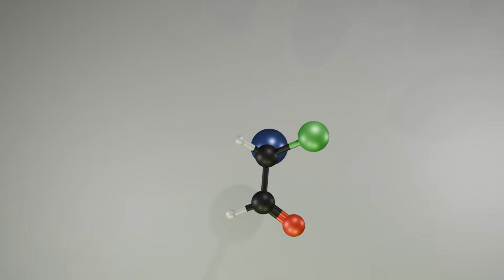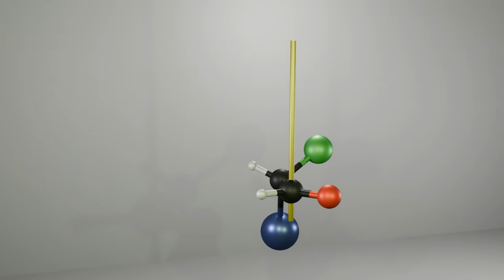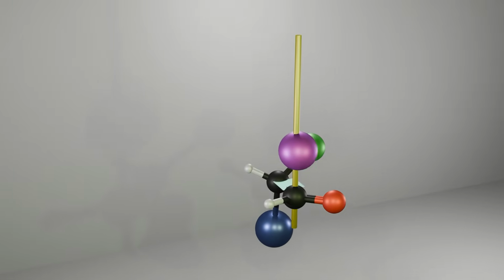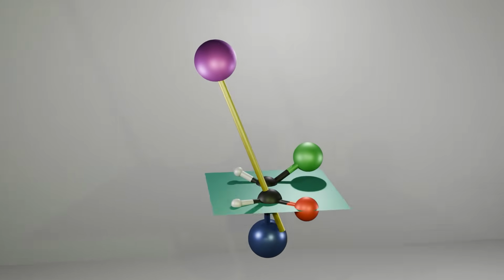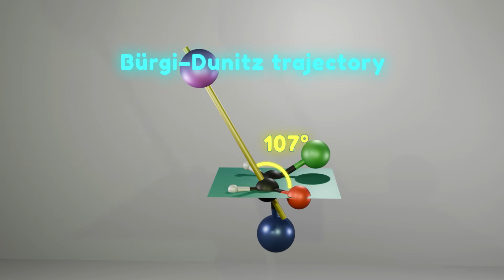To find the answer, we should see how the nucleophile approaches the molecule. Here I show the nucleophile as a purple sphere approaching the carbonyl group. It might seem that it attacks perpendicular to the carbonyl group. That would mean the angle between the incoming nucleophile and the plane of the carbonyl group is 90 degrees. But in reality, the nucleophile approaches the carbonyl group at an angle of 107 degrees. The specific angle is called the Bürgi-Dunitz trajectory. If you want to know why this happens, keep watching until the end.